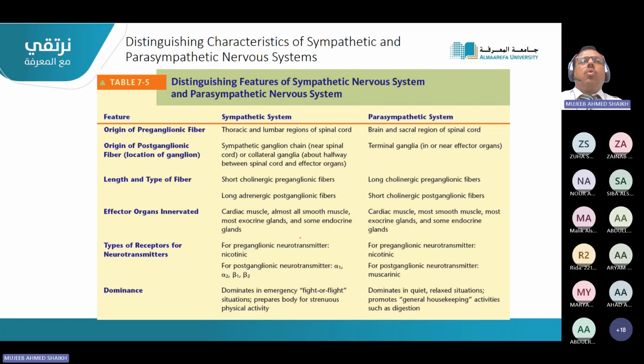This is the summary of the whole lecture about the anatomy of the sympathetic and parasympathetic nervous system: where they are located, in which condition they will be dominant, and through what receptors and chemicals they act on the organs. So this is the summary of all our lectures which we just described.